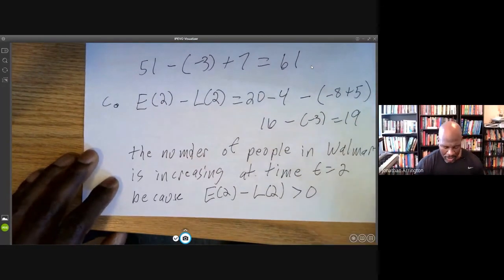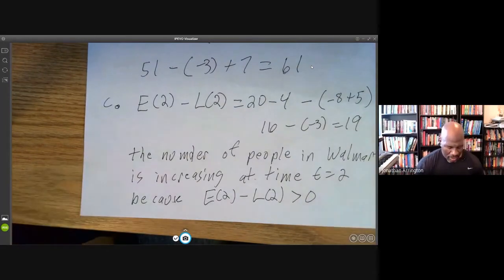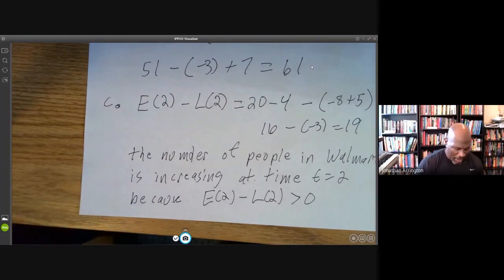And so that's all you need. So again, it's just a difference of the rate at that particular time. The initial value has nothing to do with whether the number of people is increasing or decreasing at that particular time. That's solely dependent upon the rates.